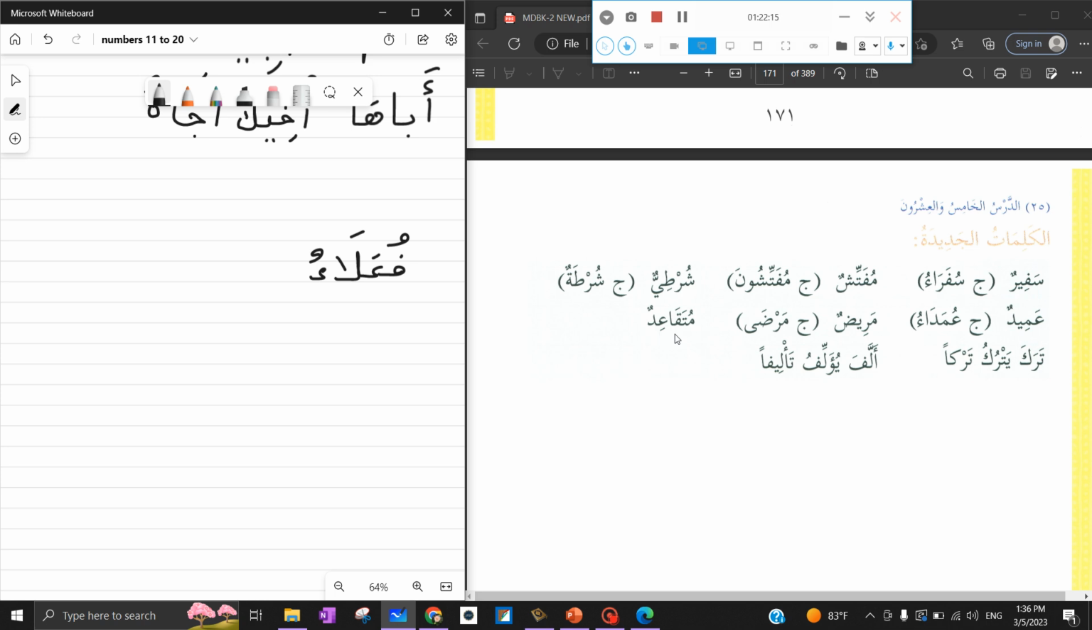Mutaqa'idun, retired. Taraka, to leave. Yatruku, he leaves. Tarkan, the leaving. This is the masdar, verbal noun, the leaving. Allafa, to compile. Yu'allifu, he compiles. And ta'lifan, the compiling or the compiled book. So we come to the end of this lesson number 25.